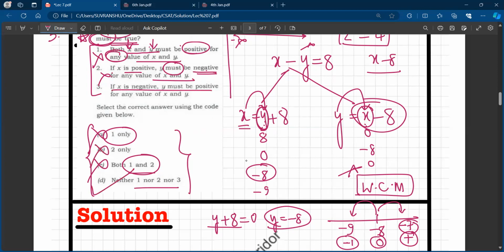You can check option 3 also. The same way you will do. Clear? So it is all about using the numbers, the critical point method that I told you, how to use which values I need to use. In that case, you can reach the conclusion.